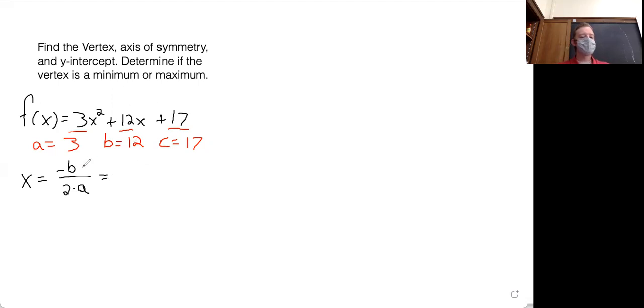But now I'm going to plug in my b in my numerator, and I'm going to plug my a in my denominator here. So the negative sign stays from the formula. The 2 in the denominator also stays from the formula, but now I'm going to be plugging in 12 in the numerator and 3 in the denominator. So I now have negative 12 over 2 times 3. And so this will give me negative 12 over 6. And then we can do negative 12 divided by 6 to get x equals negative 2.